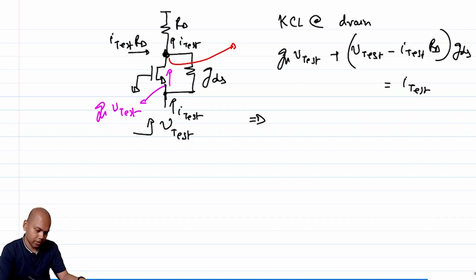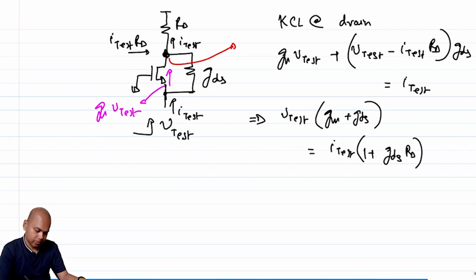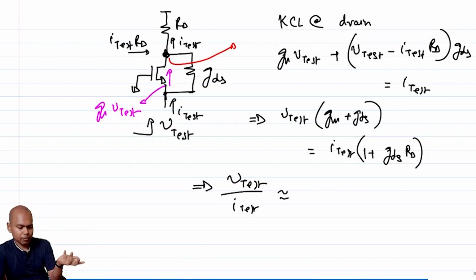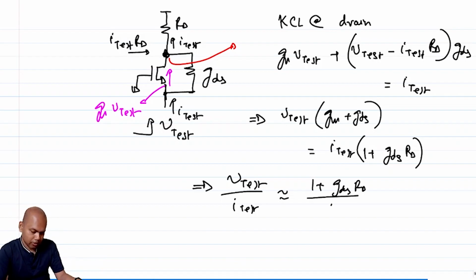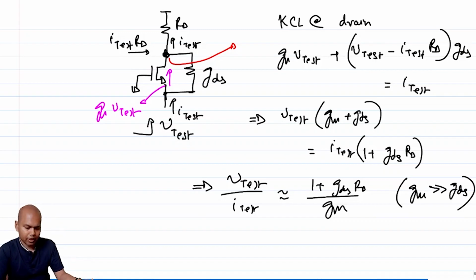Which essentially means that I collect the terms. V test times (Gm plus GDS) equals I test times (1 plus GDS times RD), which means that your V test by I test is approximately equal to, if I assume Gm is much greater than GDS, 1 plus GDS RD over Gm. The assumption is Gm is much greater than GDS, which is a fair enough assumption, because if Gm over GDS is not more than unity, then you don't have an amplifier in the first place, right?